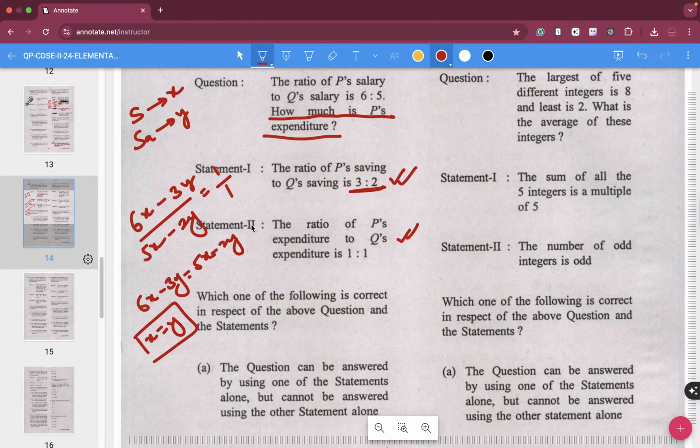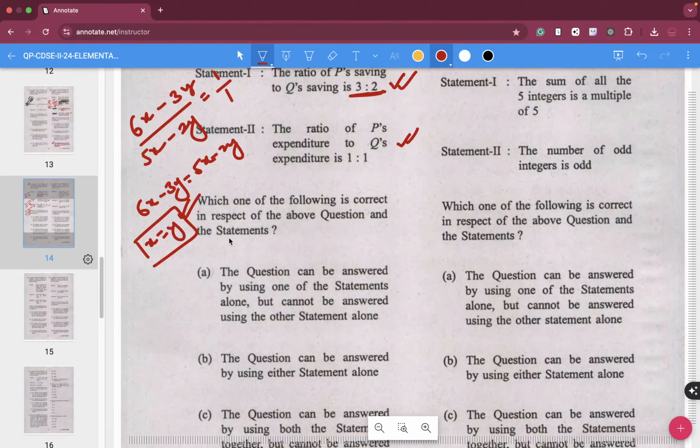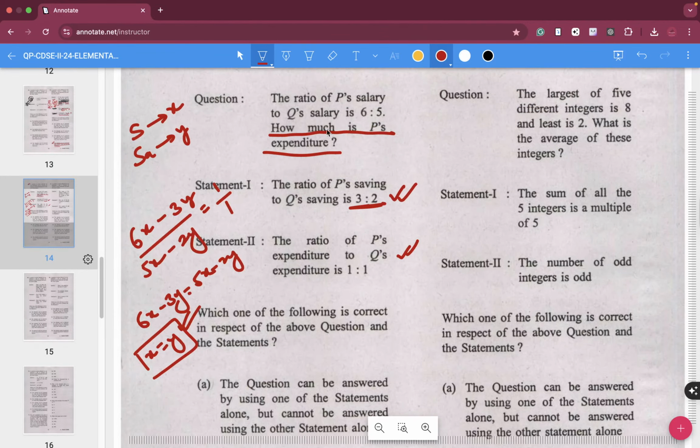Can we find out anything out of this, x is equal to y? Can you find out anything? If we just know x is equal to y, then what? No, we cannot find out. We cannot really find out how much is the expenditure of P, right? P's expenditure is how much? We cannot really find out over here.